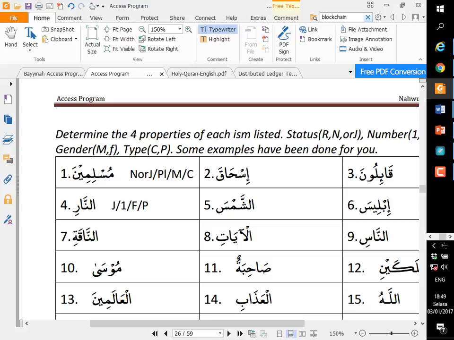And what is the number? Plural. Okay, the number is plural. And how about the gender? Masculine or feminine? Masculine. Okay. Common words or proper words? Common. How about annari? It's already done here. It's easy, right? Annari is jar. And it's only one. It's feminine. Why?